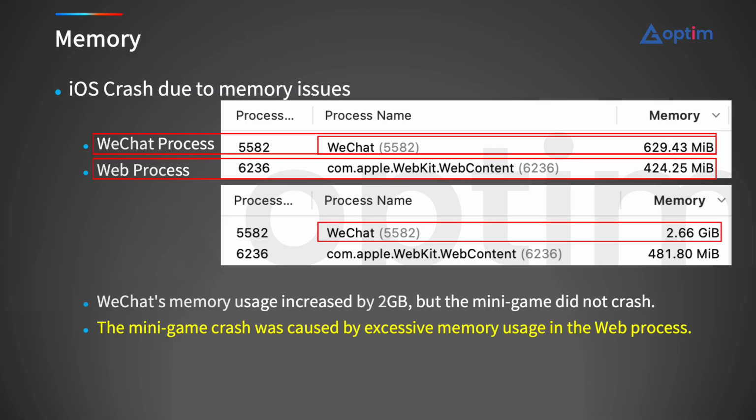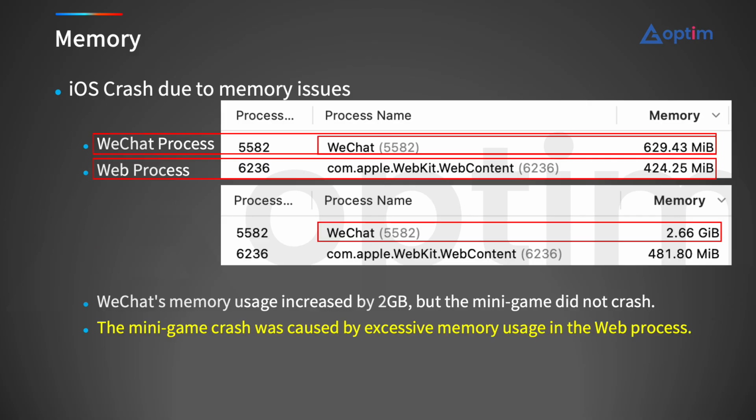On iOS, crashes typically occur when the minigame memory reaches 1.3 gigabytes or 1.4 gigabytes. Specifically, when connecting a WeChat minigame to Xcode, you'll notice two processes, one called WeChat and the other WebKit.WebContent. We'll refer to the former as the WeChat process and the latter as the WebProcess. Crashes mainly occur when the WebProcess exceeds 1.3 gigabytes or 1.4 gigabytes of memory.